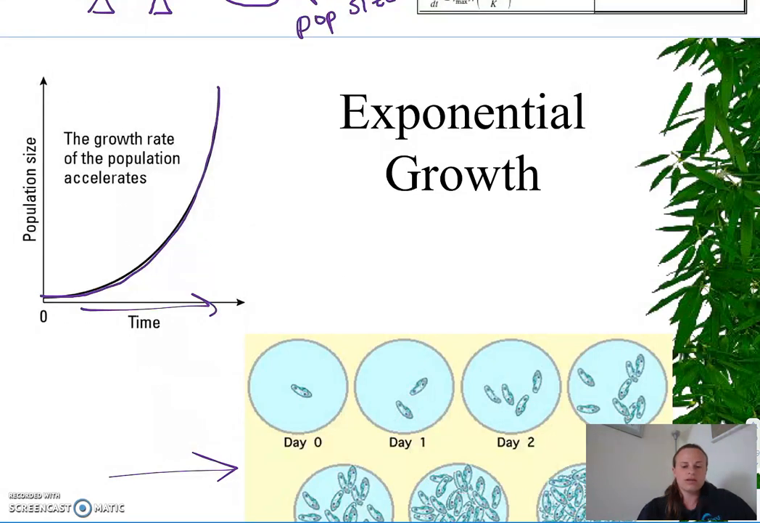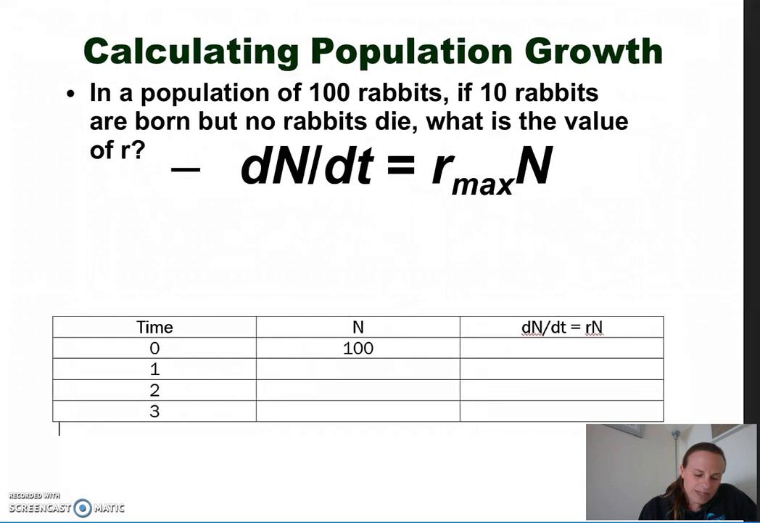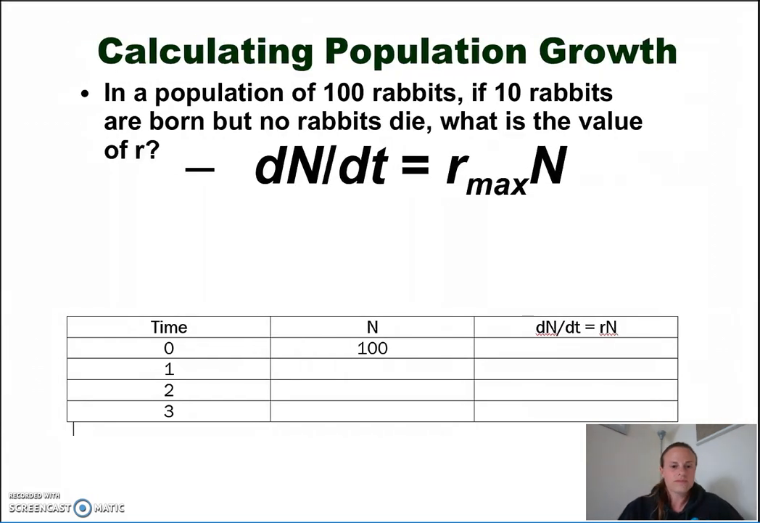So now we're going to take a look at a practice problem. So here's our practice problem. In a population of 100 rabbits, if 10 rabbits are born but no rabbits die, what is the value of r? So in this case, we're looking for the rate of growth.